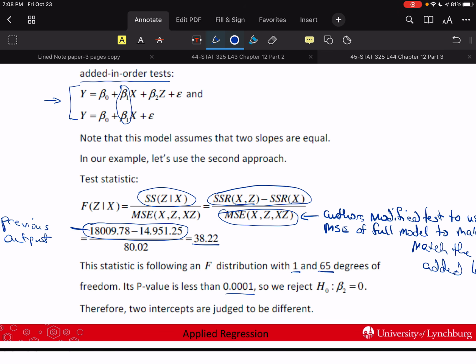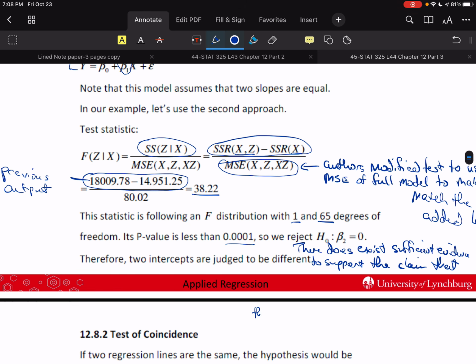The two intercepts are judged to be different. In other words, there does exist sufficient evidence to support the claim that the intercept beta 2 is different than 0. So there does exist sufficient evidence to support the claim that the coefficient, which is beta 2, is not 0 at whatever percent confidence level you want to specify.